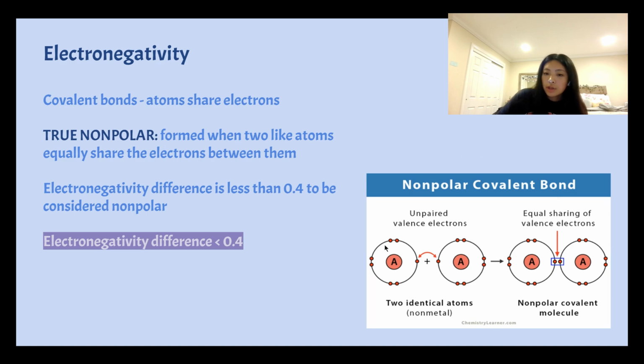So here's a visual of nonpolar covalent bonds. So over here you can see that two identical atoms will share the electrons right here, and there's an equal sharing, which means there's no partial positive charge, no partial negative charge.